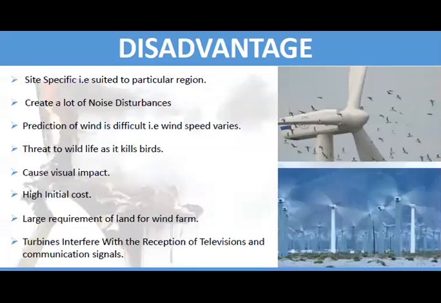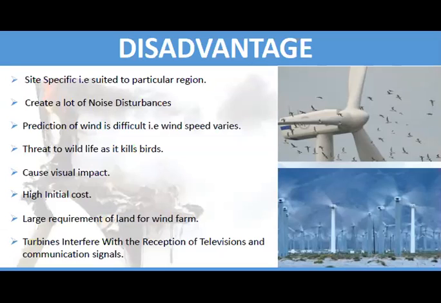And coming to the disadvantages, the first is that it is site specific, suited to a particular region. If we are selecting any particular site, we have to decide if that site is suitable for the generation of electrical energy by using a wind turbine. And it creates a lot of noise disturbance when the wind turbine is operating. So we have to keep in mind the surroundings, that it is a non-local place, so we have to decide that.